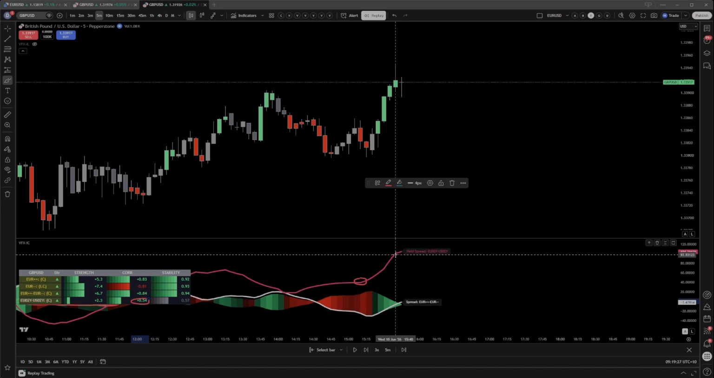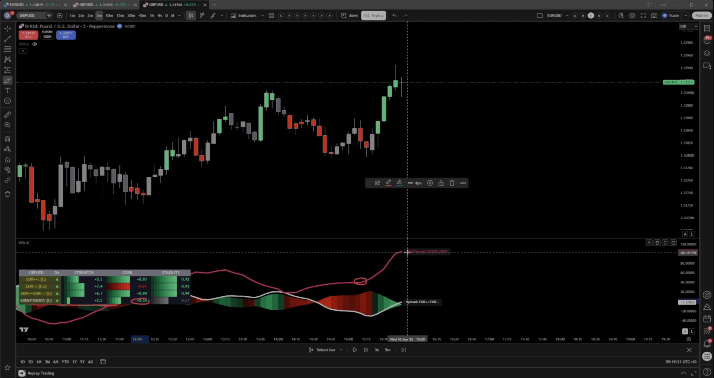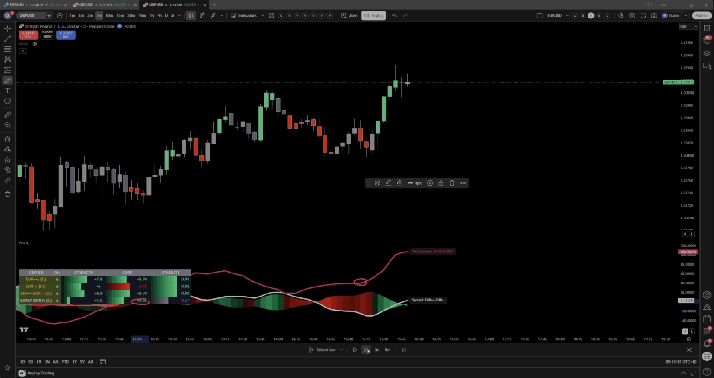Notice that the yield spread has started to weaken. Does that mean it's going to turn? We don't know. We'll continue on and see what happens. But we have noticed with the weakening of the yield spread, a corresponding weakening in price action.